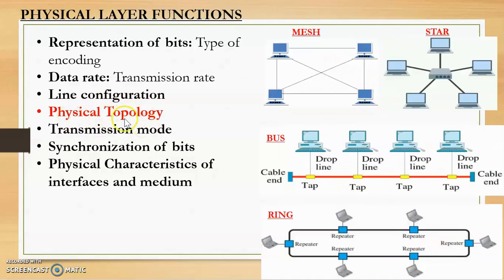Next is physical topology. Physical topology is the arrangement of devices over a network, or it tells us how the devices are connected over a network. So how the devices are connected over a network will be determined by the physical layer. There are different types of topologies like mesh, star, bus, ring and hybrid. All these different types of topologies we have already discussed in the previous videos.